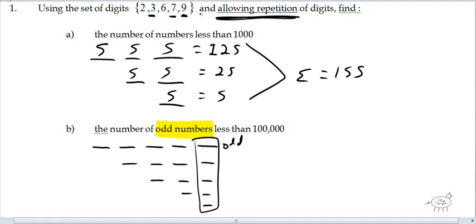So that means this last slot has to be an odd number. It can be only a 3, a 7, or a 9. Okay? And then what can all the rest of them be? All the rest of them are 5s because again it's all repeats, but there's no restriction for any of the other numbers.